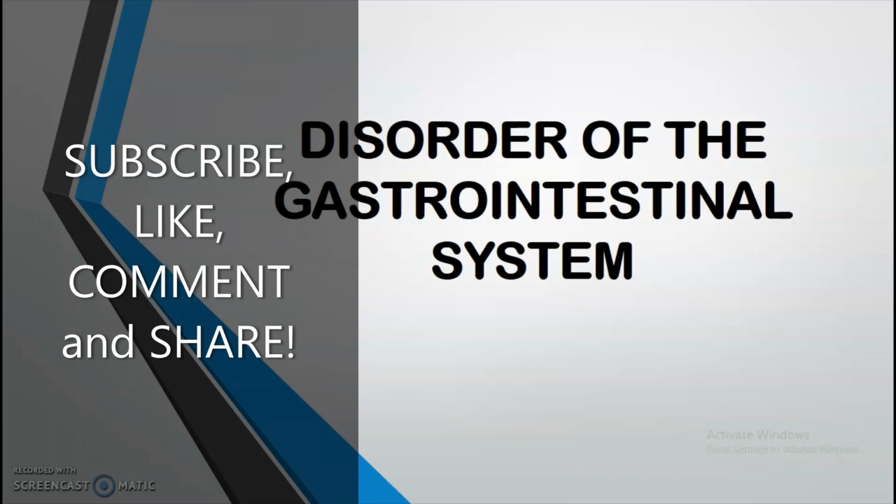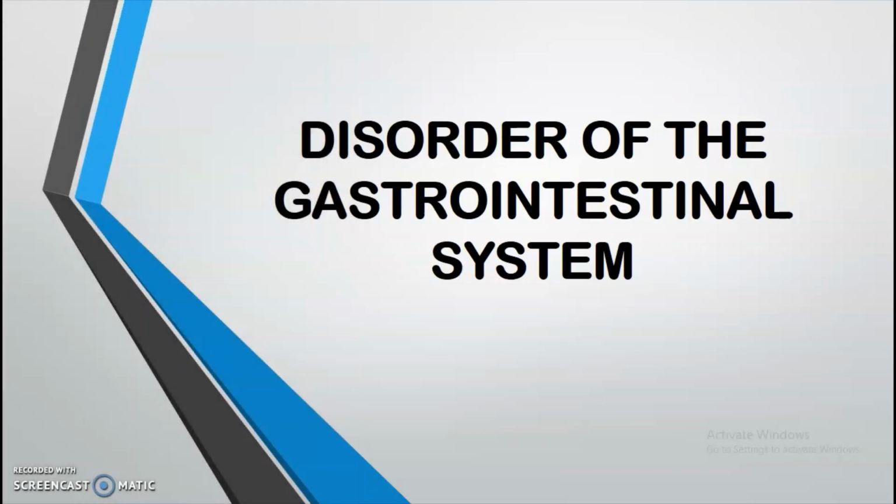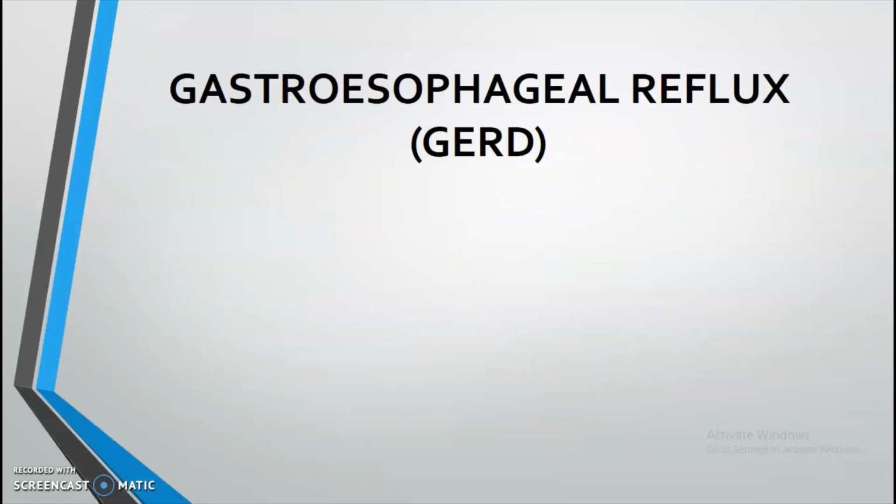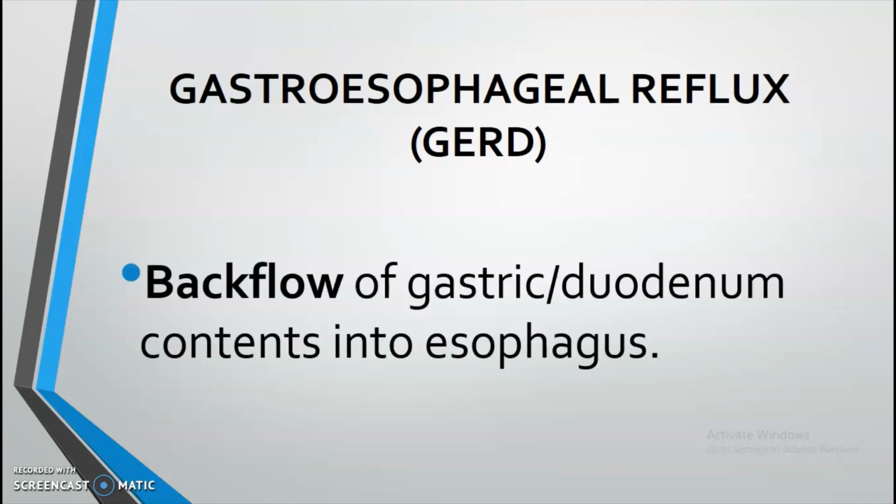Okay, so disorder of the gastrointestinal system. Basically, this video series is about disorders from mouth to anus. So to start with, the first video that we're going to do is about one of the most common problems or disorders in the GIT system, which is your GERD, or gastroesophageal reflux disorder. Your gastroesophageal reflux disorder, according to the book of Brunner and Suddarth, is a condition wherein there is a backflow of gastric and duodenum contents into the esophagus.